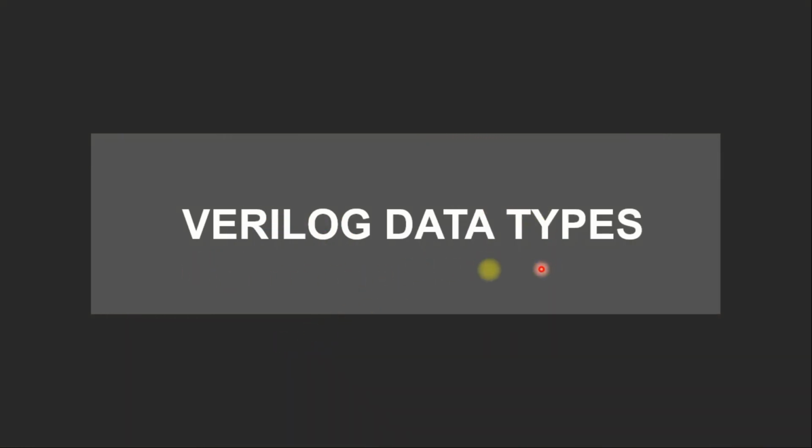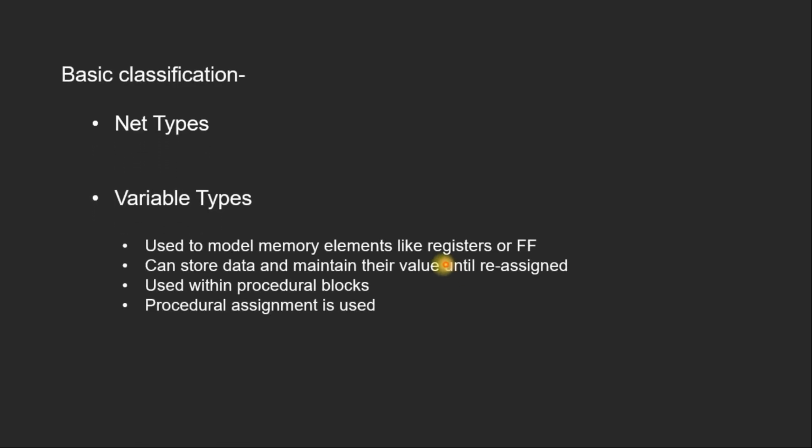Welcome back. So let's move on to variable data type. Variable data types are often used to store different values and hold them. They are basically a container, and they will hold a particular value until it is reassigned. That is, these data types are going to hold their previous value until we intentionally assign some new values to it.